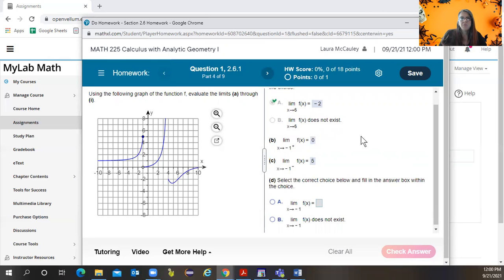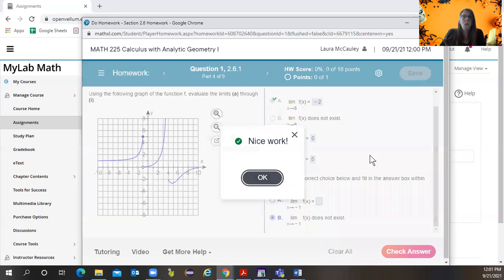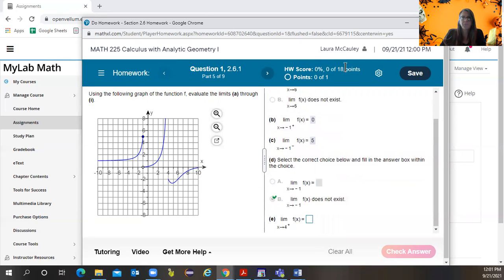Now it says, what can you tell me about the limit in general at -1? Remember, they have to agree when you're coming in from both sides. So you're coming in from the left and you're going up here. You're coming in from the right and you're going kind of down here. They don't agree with each other. So in general, the limit does not exist. They have to agree with each other.